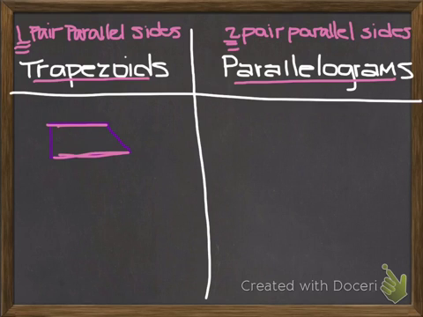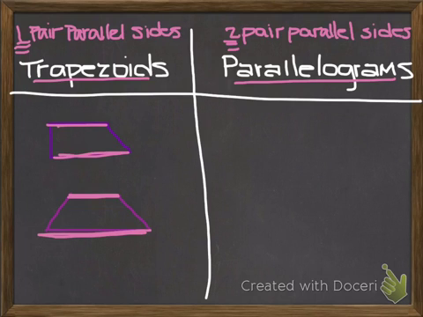Another way that this sometimes looks is like this. So as you can see here again, this shape that I've just drawn has only one pair of parallel sides. We have this set right here. Those are the parallel lines here. So trapezoids are a pretty small family. There's not a lot to them.